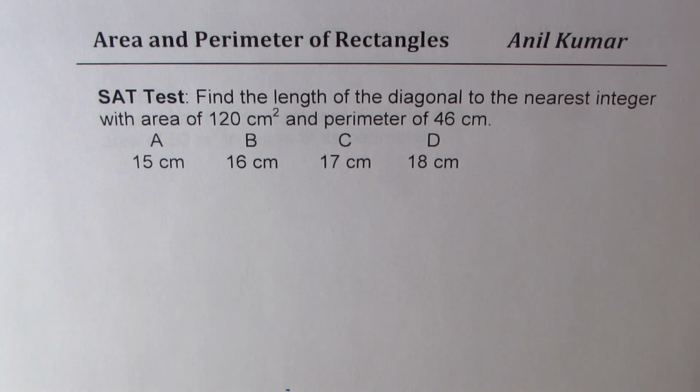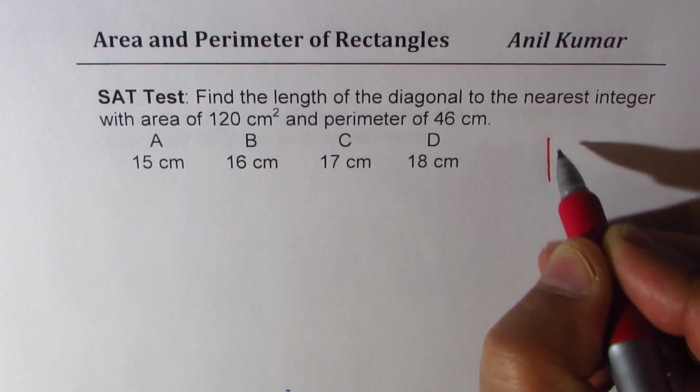The question here is, find the length of the diagonal to the nearest integer with area of 120 centimeters square and perimeter of 46 centimeters. 4 options are given to you: 15, 16, 17 or 18 centimeters. How will you do it?